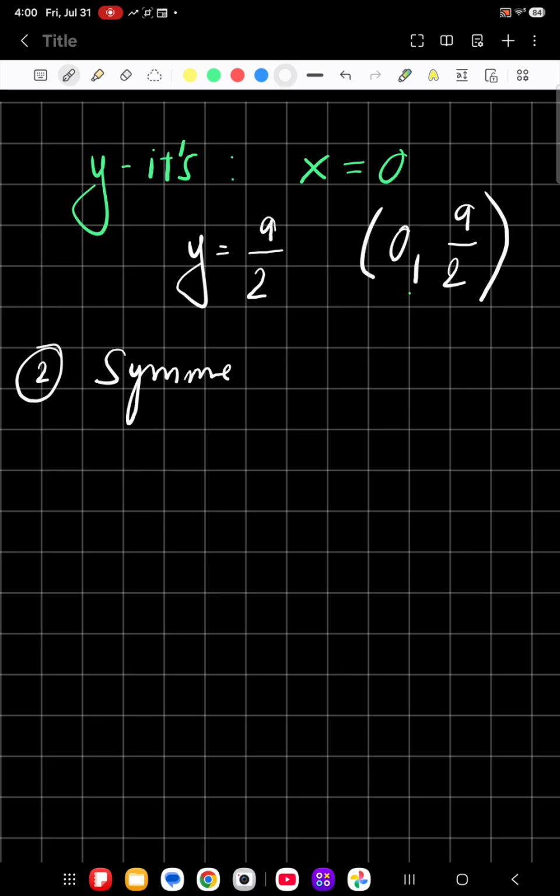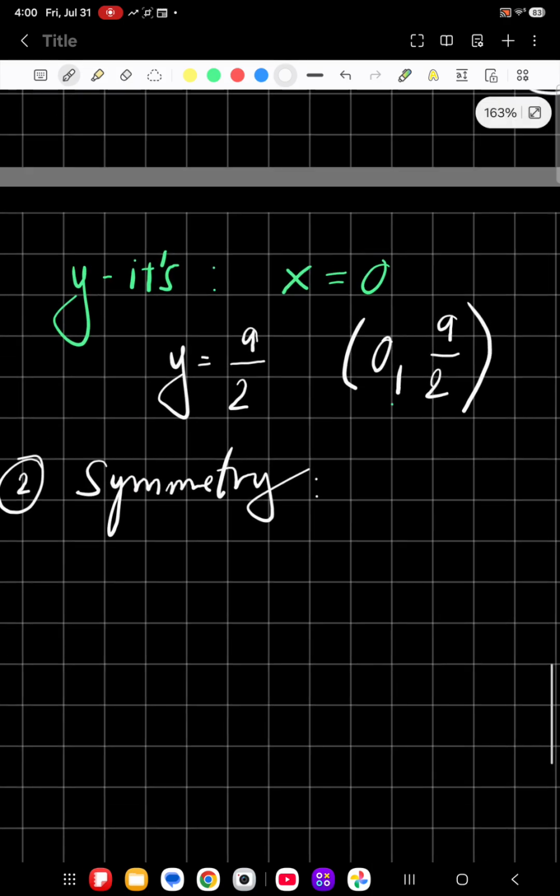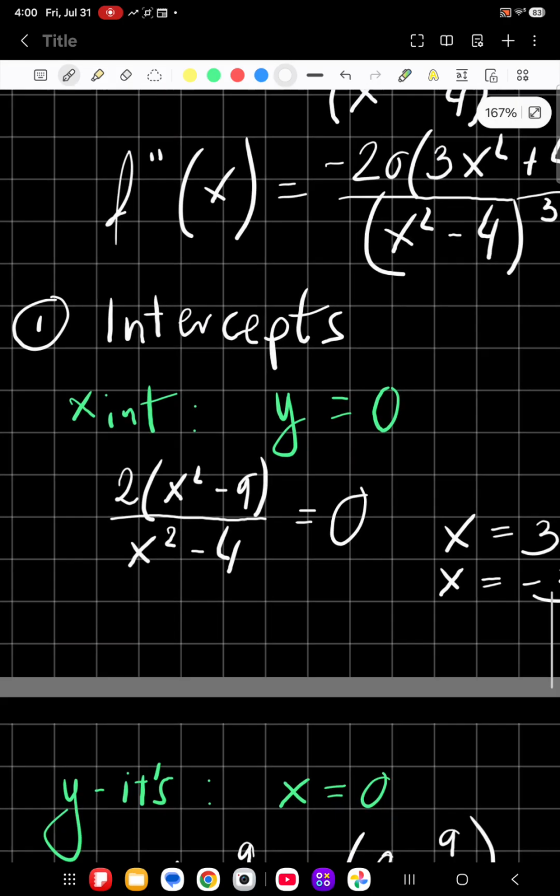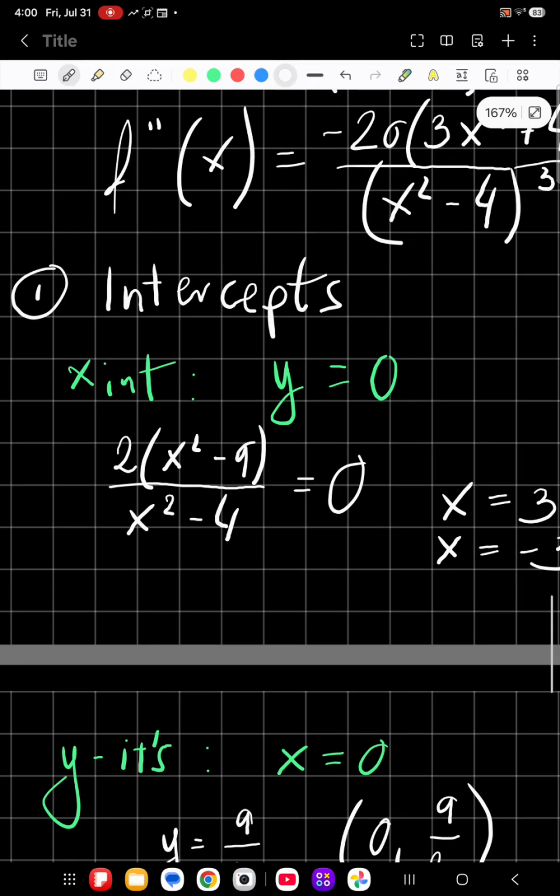Symmetry, not sure if it's double M or single M, you guys probably know better. Anyway, so the symmetry, right, we could calculate it, but just by looking at the function, we have a square here, square there. So I'm guessing the symmetry will be even, right?